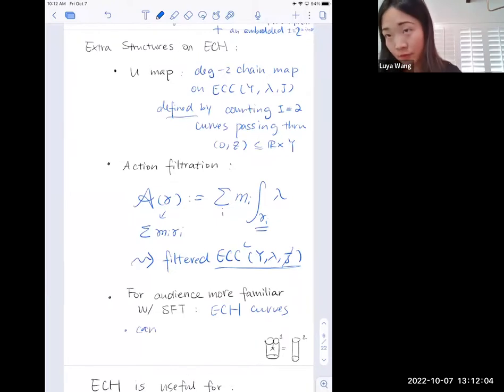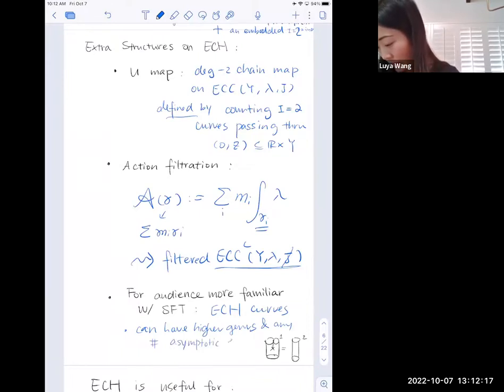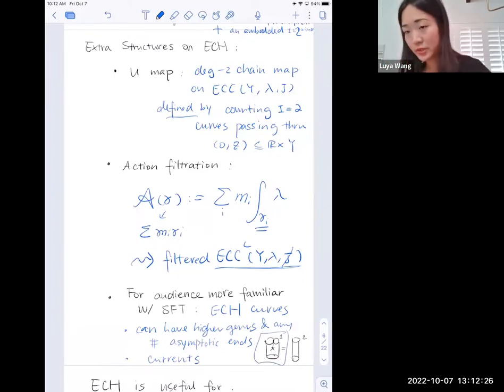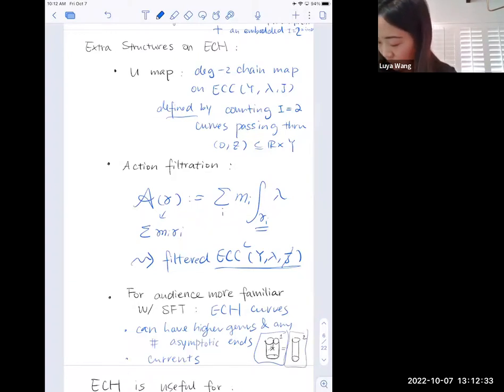And then for the audience more familiar with SFT, ECH curves can have higher genus and any number of asymptotic ends, top and bottom. And what I have been suppressing is that we're really counting currents instead of curves. So in particular, we don't keep track of the branch information. The pair of pants with one branch point is, as a current, the same as the double cover of a trivial cylinder.